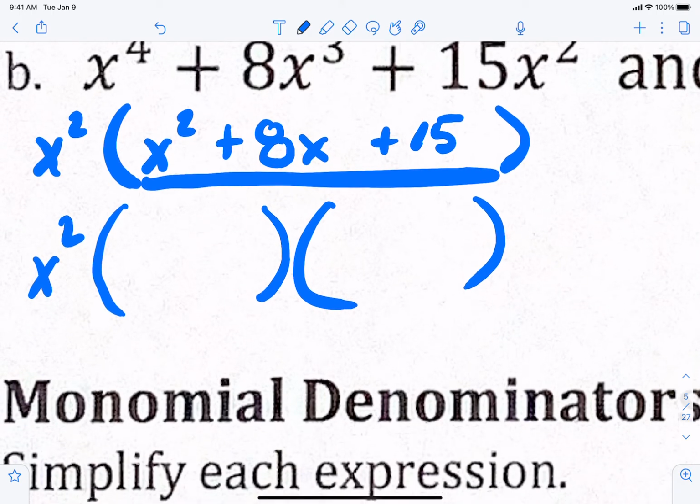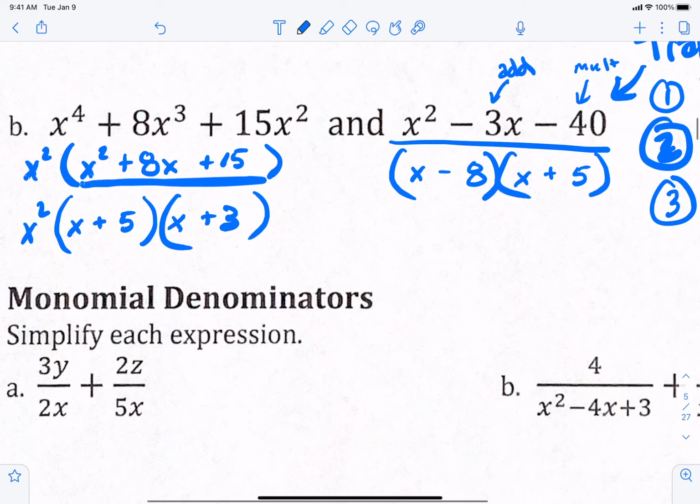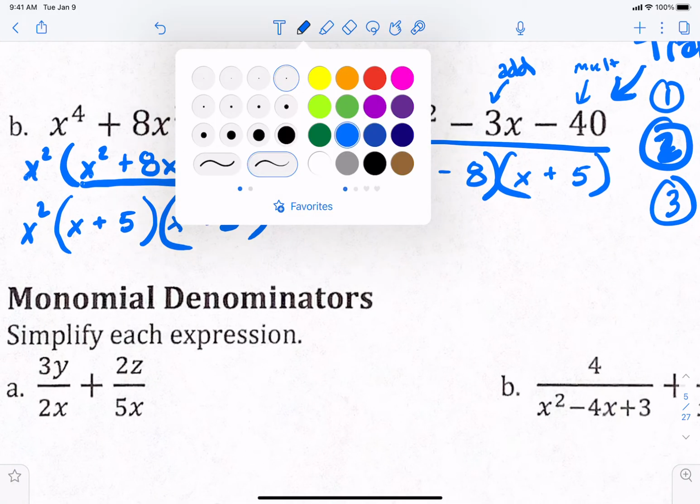What do you say? 3 and 5? Both plus. Plus 5, plus 3. Does it matter which one you do first? No. Okay, so we have x plus 5 and an x plus 3. Here's how you do this. Ready? We've just broken them down. We haven't found the least common multiple yet. We've just broken them down.